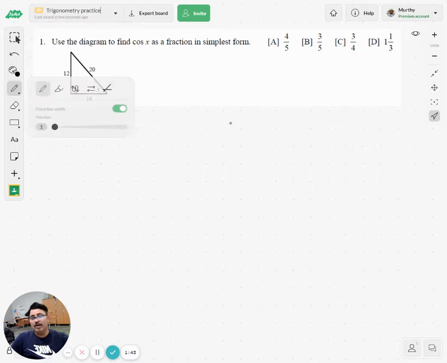So first of all, let me highlight the important information in the given question. I have to find cos x, and that too in simplest form. I'll explain what is simplest form at the end of the question.